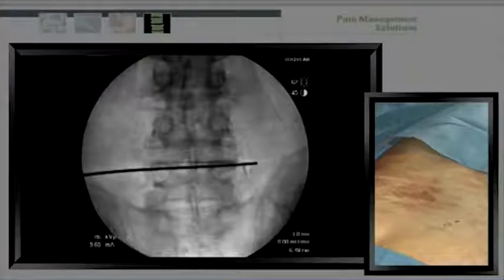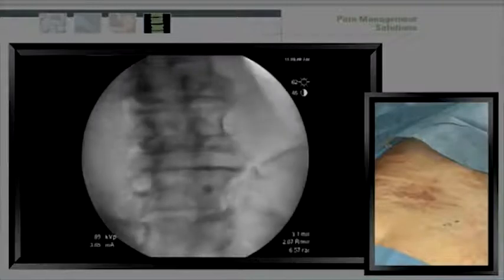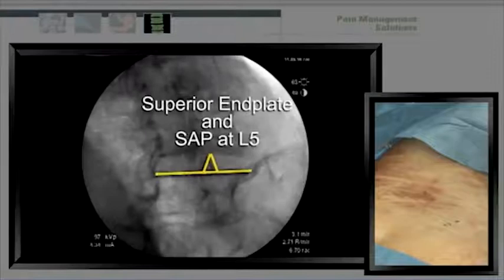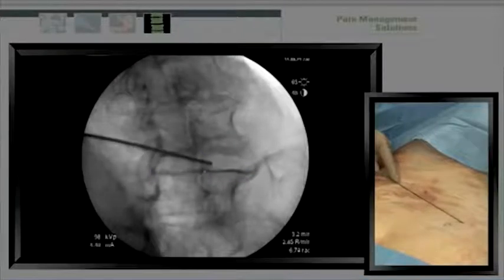We then will start off on the right side by rotating in the ipsilateral oblique direction so that the superior articular process at this level bisects the disc. The target is just ventral to the superior articular process at the midpoint of the disc.